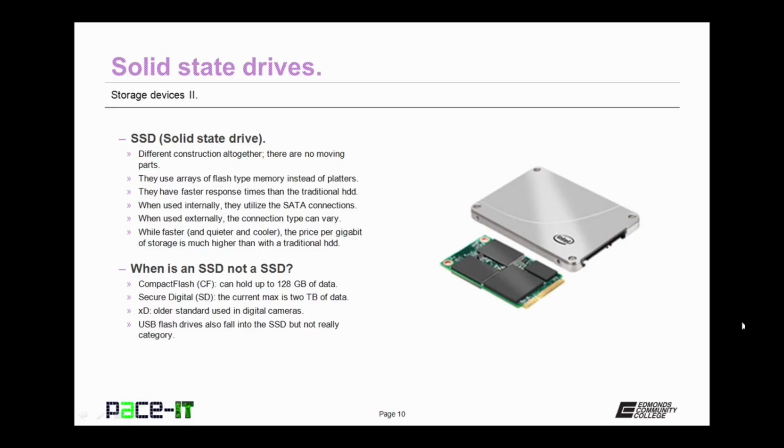And what are those? Well, there's compact flash. Now, compact flash is a type of removable storage. It could be considered a solid-state drive because it holds data and there are no moving parts. Now, with compact flash, you can hold up to 128 gigabytes of data. Then there are secure digital cards, SD cards, with a current max capacity of 2 terabytes of data.